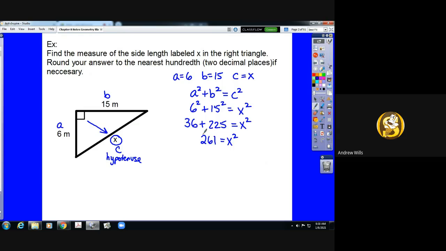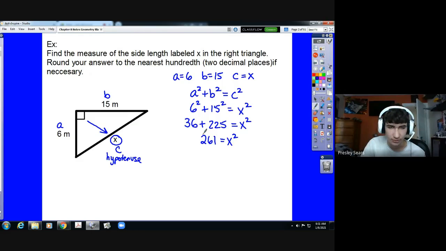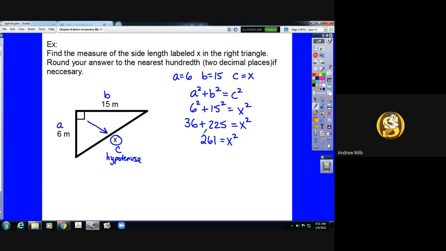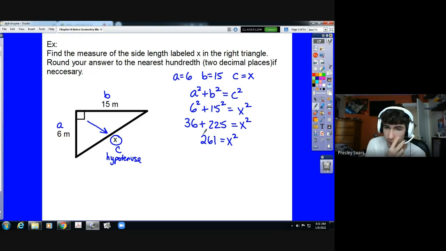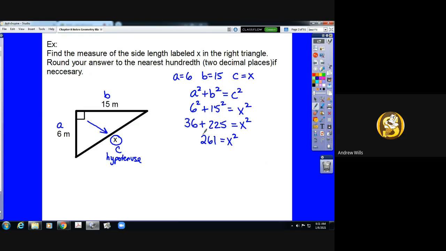How do we undo an exponent? Don't you have to like cancel out the X or something? Well, we got to get rid of the exponent. We got to get rid of the 2. There you go. Good job, June. We need to take the square root. Okay? So X is going to be the square root of 261.